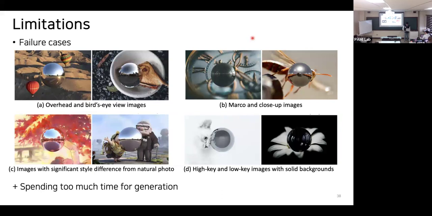There are also limitations. They use this method in extreme cases like this. And it comes to bird eye view or overhead view or micro and close-up images in animation styles. And for images like this, they fail to generate plausible crumbles. And also, they should do an iterative painting process, which spends too much time for generation of a crumble from a single image.